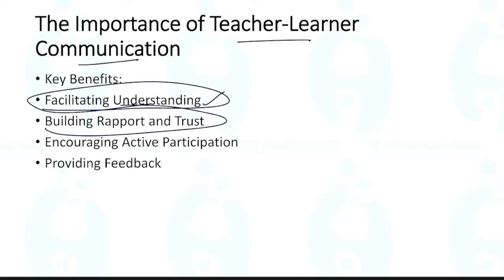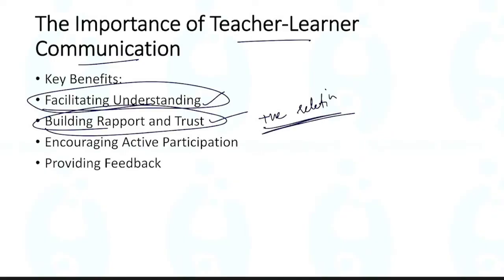Next one, building rapport. If the teacher is shy or overly strict, the trust and rapport will not occur. If that is not there, the student won't trust the teacher, and that will lead again to miscommunication. The teacher will not be perceived as approachable and supportive, right? All the students like a teacher who is approachable and supportive. So always, the teacher has to build a positive relationship with the student.